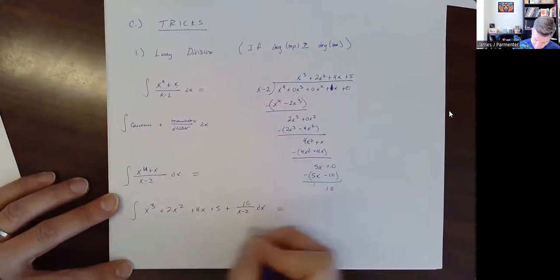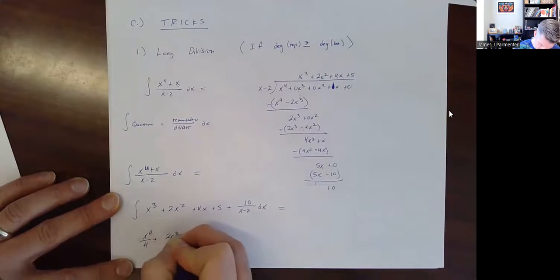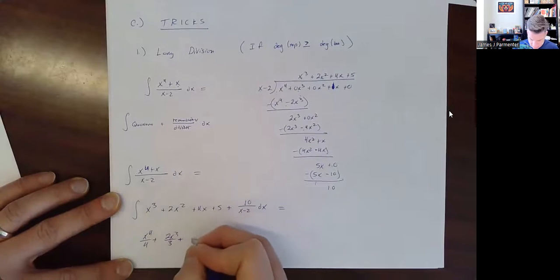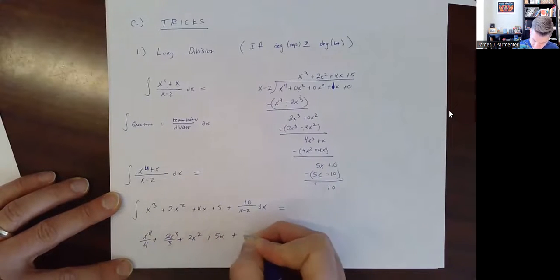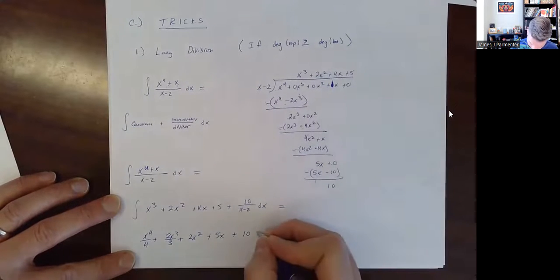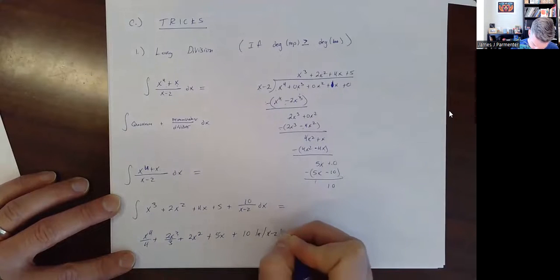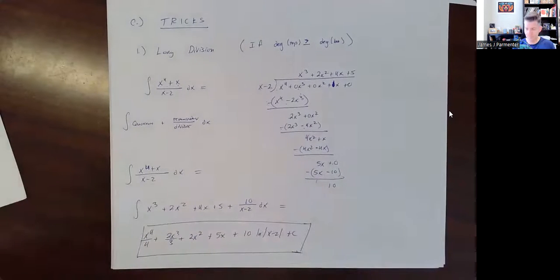So then we're going to integrate and we're going to get x to the fourth over 4 plus 2x cubed over 3 plus 4x squared over 2, which is 2x squared, plus 5x plus 10 times the integral of 1 over x minus 2, which is the natural log of the absolute value of x minus 2. That's it. So long division is pretty nice.